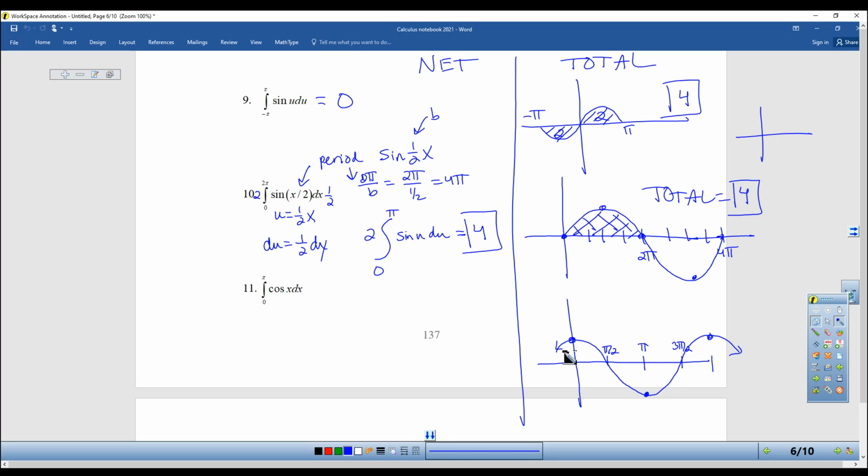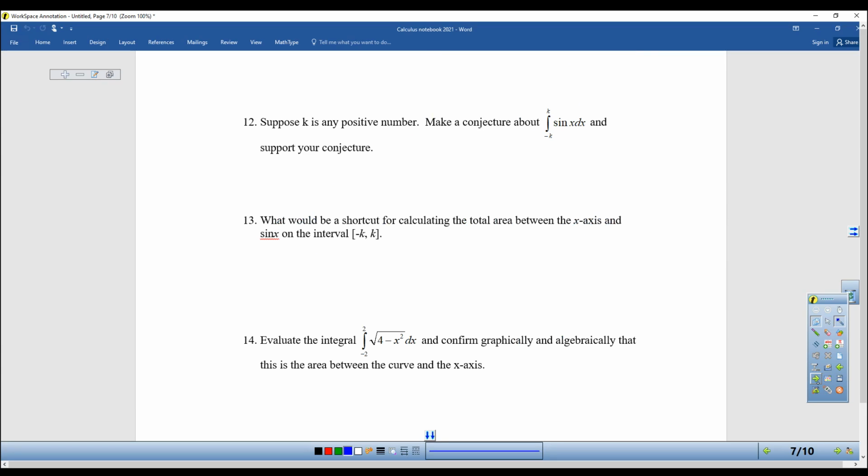And it keeps going. So what does it do from 0 to pi? Its arches are the same size, but this is going to come out to be 0 without doing any work at all. Well, I mean, I guess I graphed, that was my work, but without doing any algebra. But what is its total area? Its total area is 1 plus 1 is 2. Okay. So that was a lot of problems to try and just get you to understand the difference between net area and total area. I hope it helped.